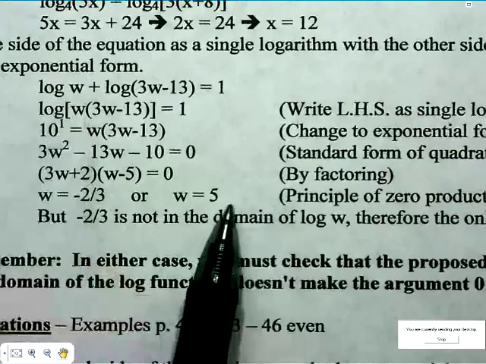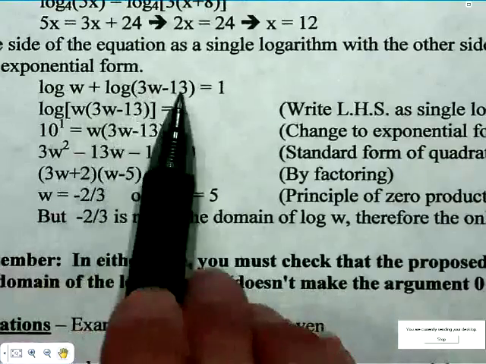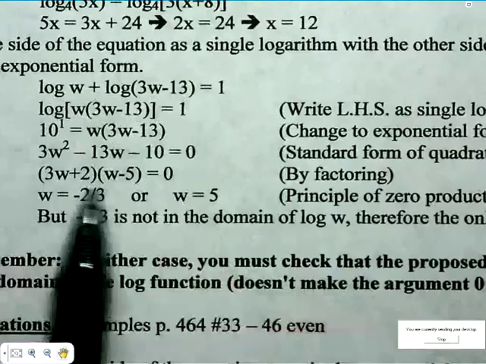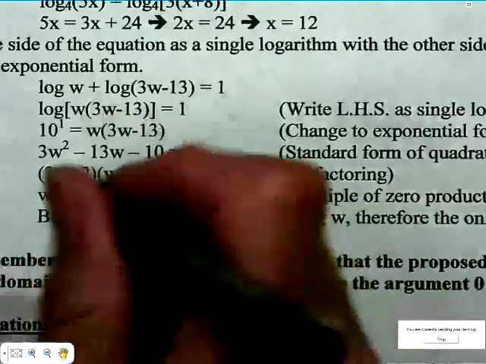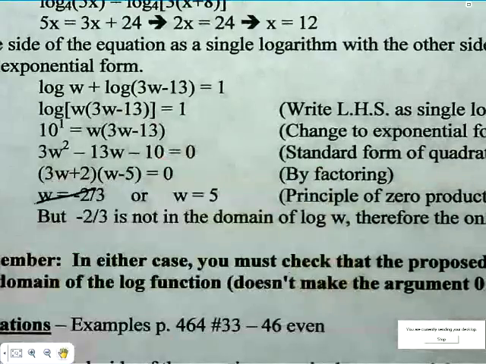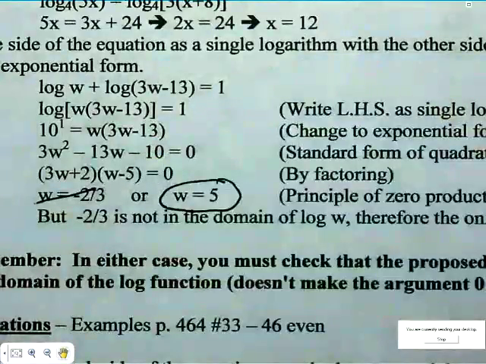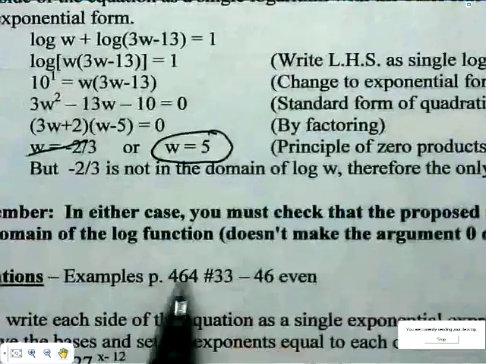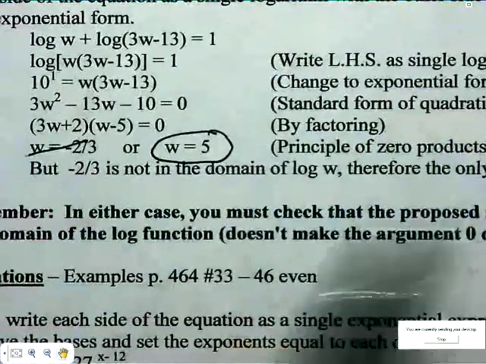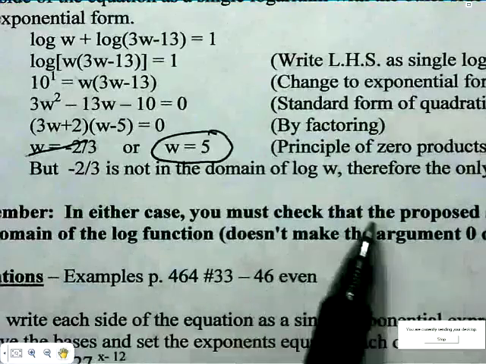I can use the 5 because I can take the log of 5 and I can take the log of 15 minus 13. But I can't take the log of negative 2/3. So that's an extraneous solution. I just have to mark it out and circle 5 and say 5 is the only solution because negative 2/3 makes the original expression undefined. And that's the big bold-faced type note that I have for you. You must check that the proposed solution is in the domain of the function. And what that means is it doesn't make the argument 0 or negative.